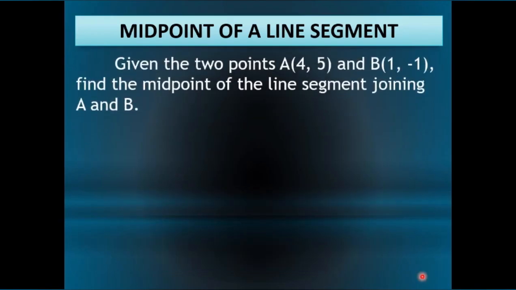For example, given the 2 points, A with coordinates 4, 5, and B with coordinates 1, -1, find the midpoint of the line segment joining A and B.